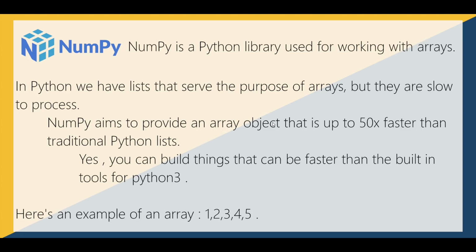So here is an example of an array. You do have one, two, three, four, five. So this is an array. In order to process this data, it is faster. For example, if you want to do matrix multiplication or array multiplication, it won't take a lot of time using NumPy, but it would take a lot of time using the provided list. It is a lot faster.